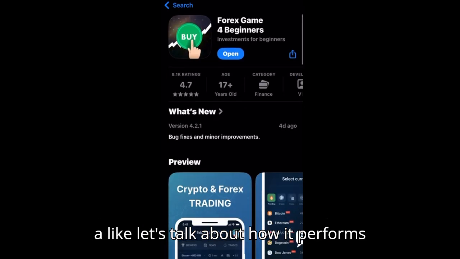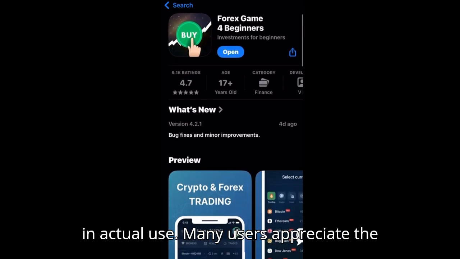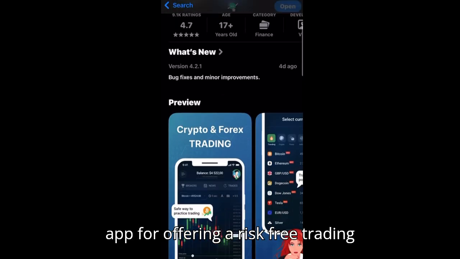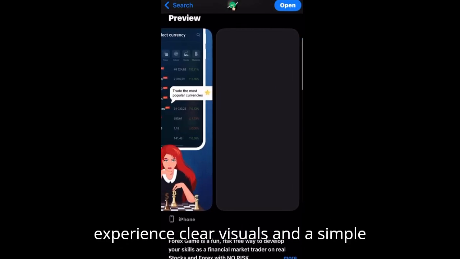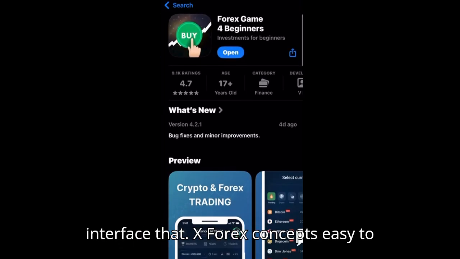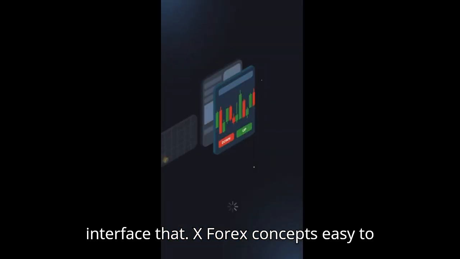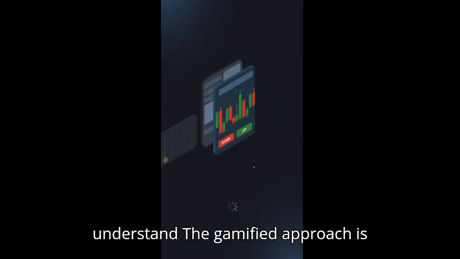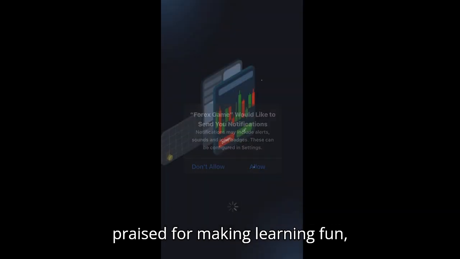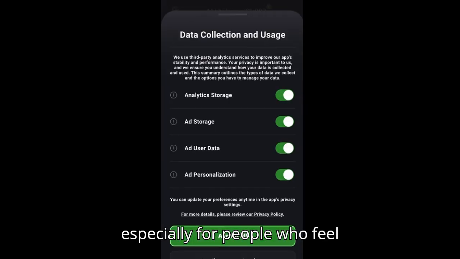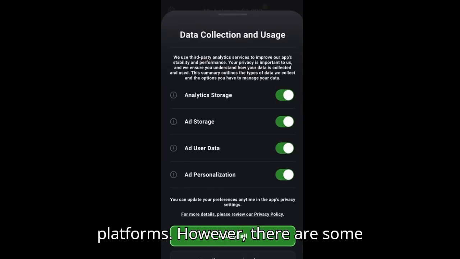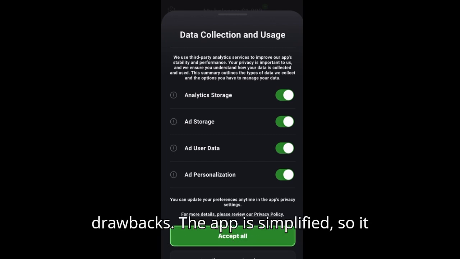Let's talk about how it performs in actual use. Many users appreciate the app for offering a risk-free trading experience, clear visuals, and a simple interface that makes forex concepts easy to understand. The gamified approach is praised for making learning fun, especially for people who feel overwhelmed by traditional trading platforms. However, there are some drawbacks.